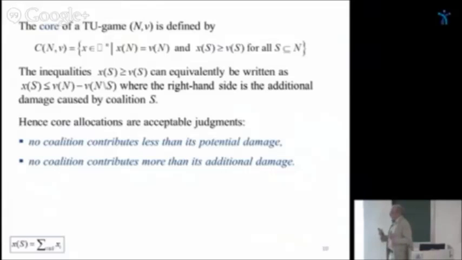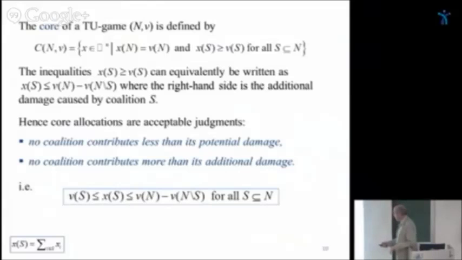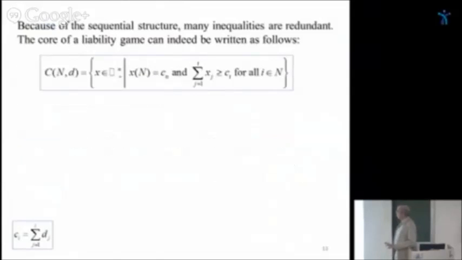And now you recognize the definition. V of S is the potential damage of coalition S. So we have the lower bound. Each coalition should pay at least its potential damage, but not more than its additional damage, which is the difference between the total cost and the damage that would have been caused without the coalition. Okay, so core and acceptable judgment, this is synonymous.